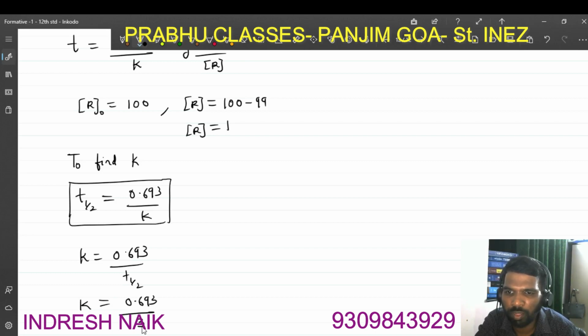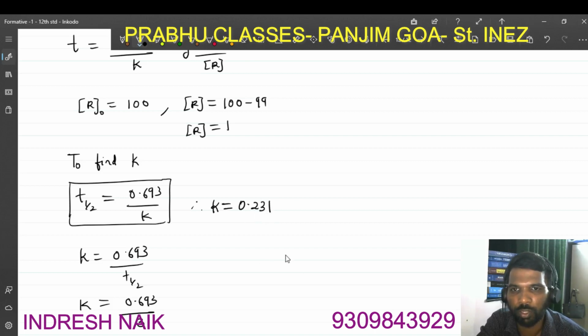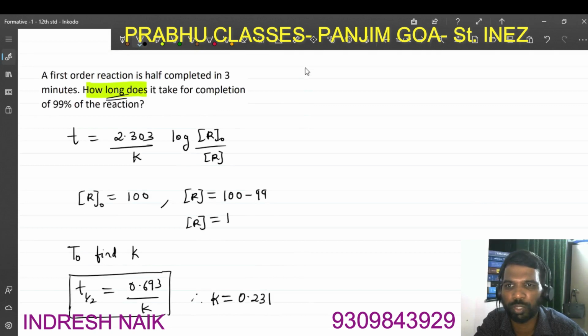0.693 upon 3 minutes, it is given, right? So therefore K is equal to 0.231, after dividing this. So we got this K value. Now just substitute over here. So therefore time is equal to 2.303 upon 0.231.